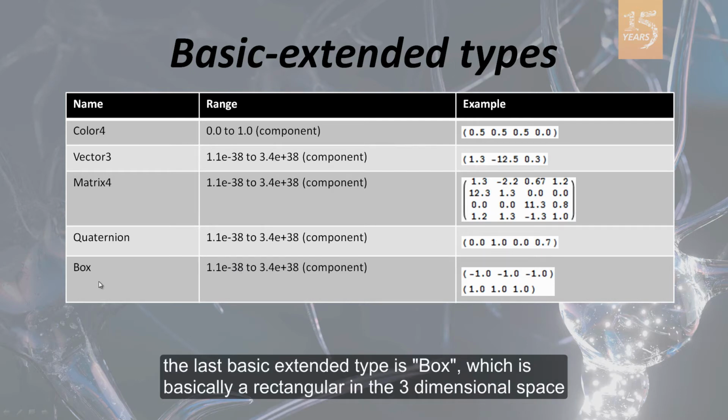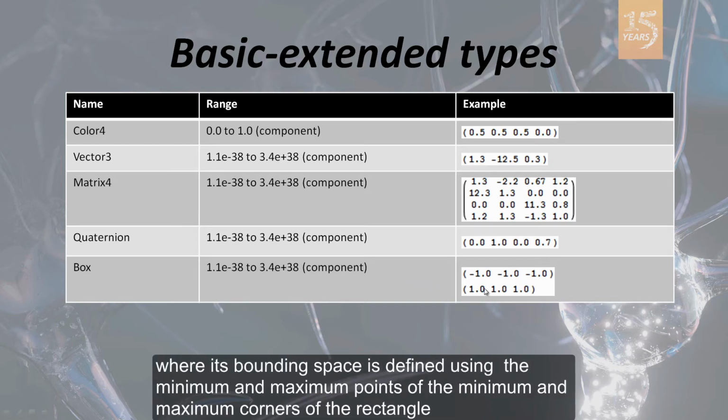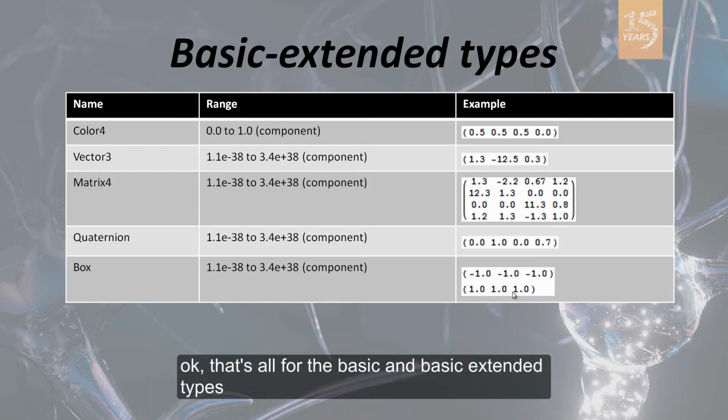And the last basic extended type is box, which is basically a rectangular box in the three-dimensional space, where its bounding space is defined using the minimum and maximum corners of the rectangle. Okay, that's all for the basic and basic extended types.